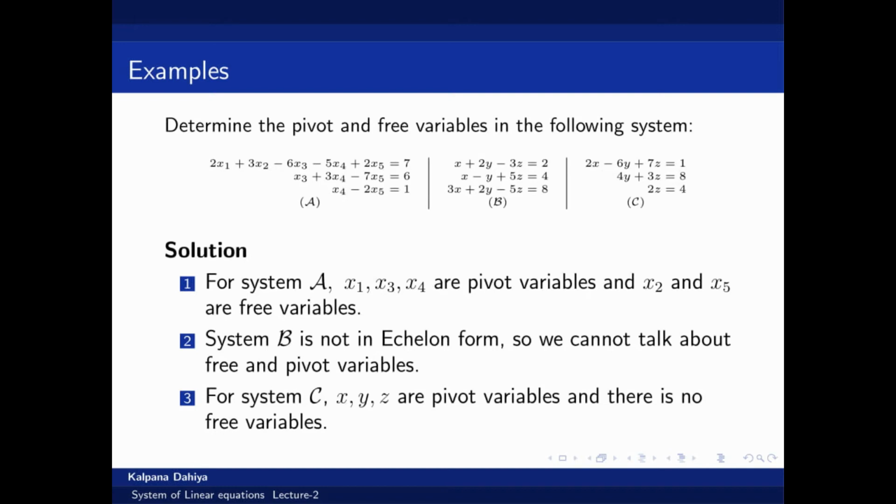If we see this one, there is no degenerate equation, and the second condition, that each leading unknown in the equation is to the right of its preceding equation, is also satisfied. So we say that the system is in echelon form. From the first equation, x is the leading variable. From the second one, y is the leading variable, and from the third, z is the leading variable. So x, y and z all are pivot elements, and there is no free variable for the third system C.